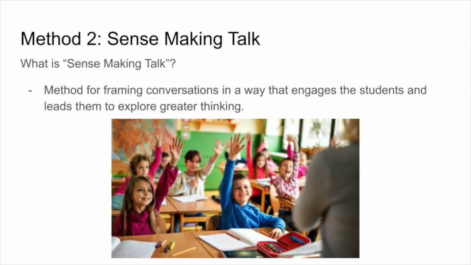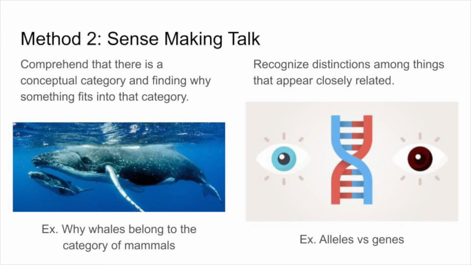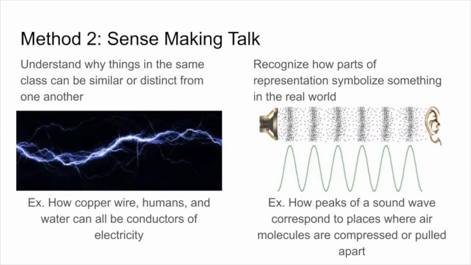This includes helping students: 1. Comprehend that there is a conceptual category and finding why something fits into that category. 2. Recognize distinctions among things that appear closely related. 3. Understand why things in the same class can be similar or distinct from one another. 4. Recognize how parts of representation symbolize something in the real world.